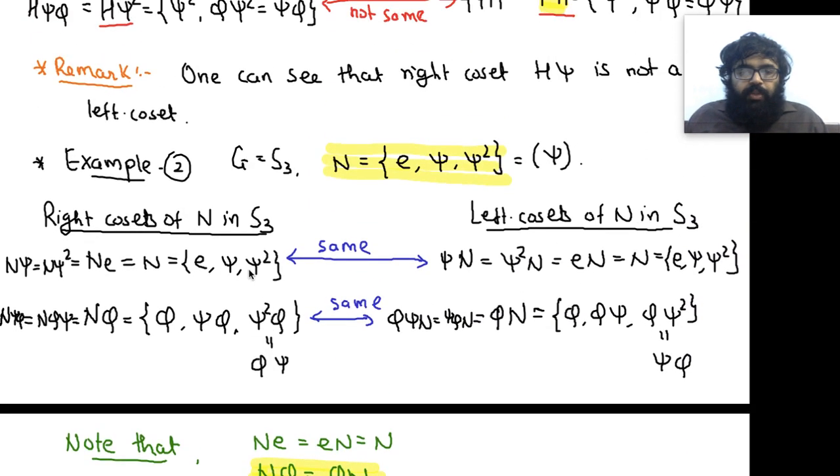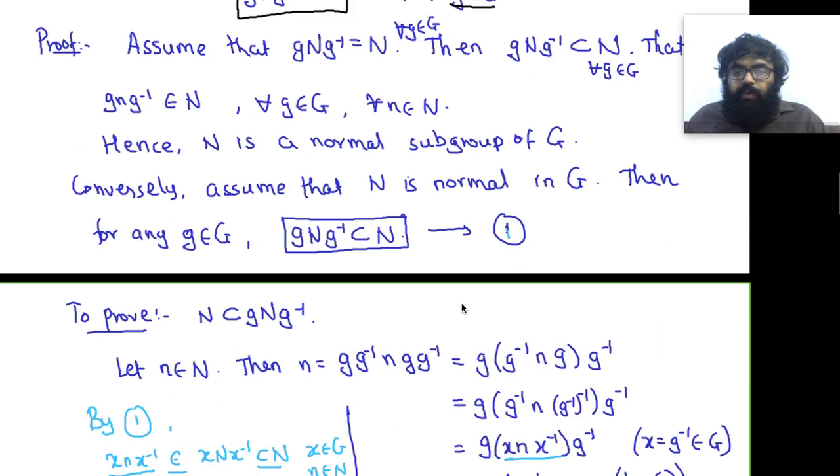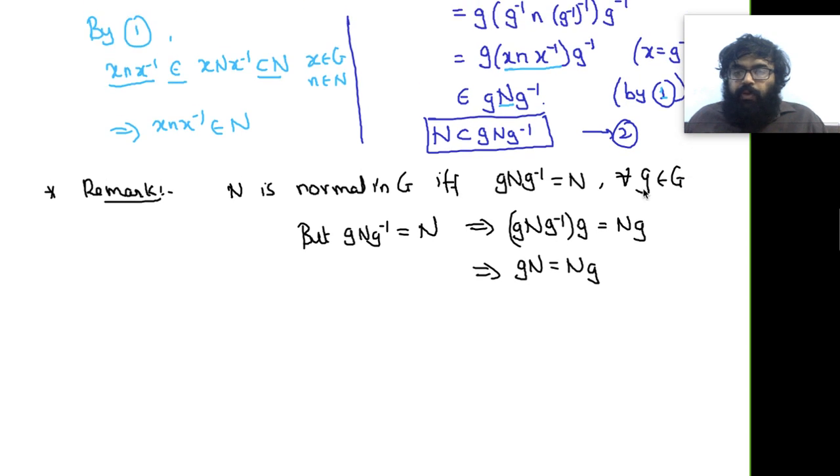So N has only two left cosets and two right cosets. N, which is a trivial coset, and another one is N phi, which turned out to be phi N. So in that case, N phi equals phi N, and E N equals N E. This is not true for only one; it should be true for all G. Yes, here it is all G. So N G equals G N for all G in G. So this is the remark.